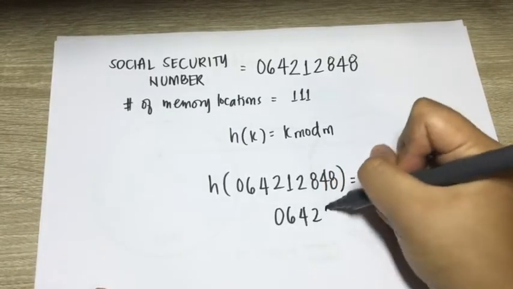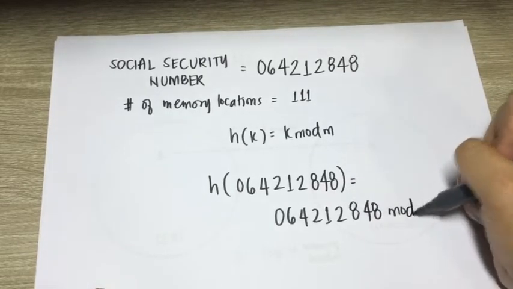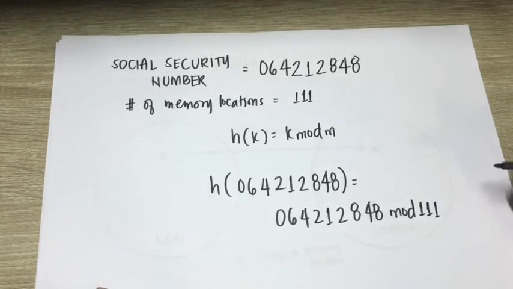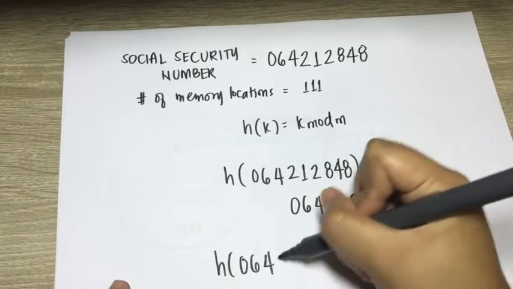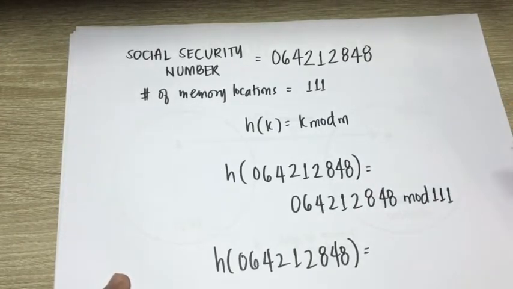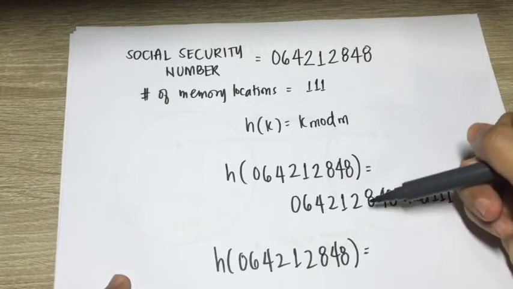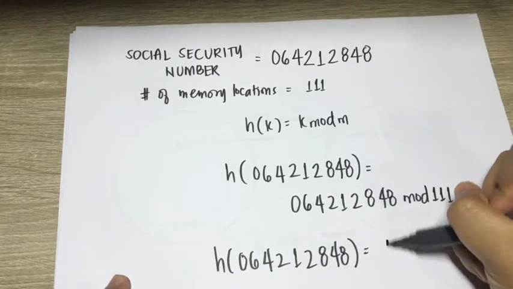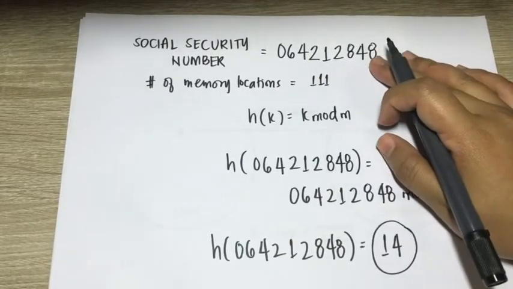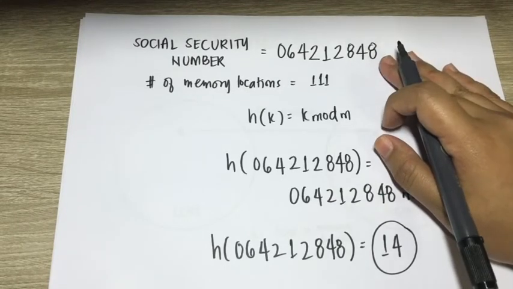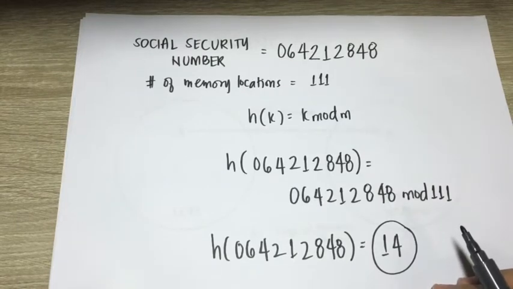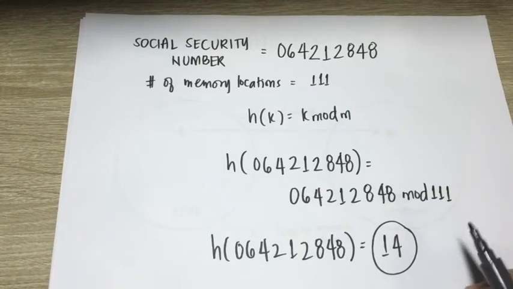This is equivalent to 064212848 modulo m. Take note that there are 111 available memory locations, so we will have modulo 111. In this case, h of 064212848, if we use this given expression, is the remainder when this given number is divided by 111. And the answer to that is 14. So how are we going to interpret this value? It means that the records of the person having this social security number will be retrieved from memory location 14. That is how the hashing function is to be implemented.